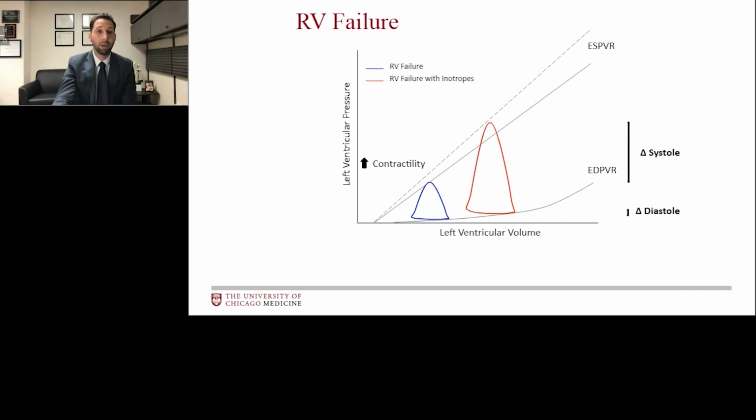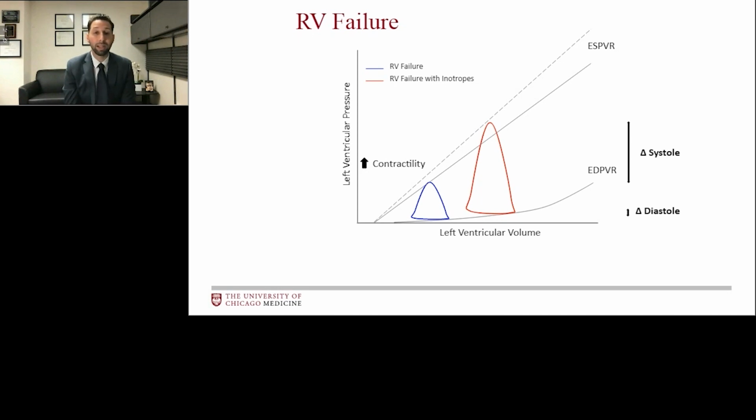And I want to point out here that although we are talking about RV failure, this is still a left ventricular pressure volume loop. And so in a struggling right ventricle in blue, we have an underfilled left ventricle. So the curve starts lower down on the volume curve because the left ventricle is underfilled. And we have a relatively flat end systolic pressure volume relationship because both ventricles are struggling. We now add an inotrope, and this is the red curve.